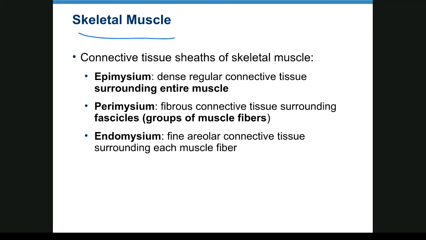The epimysium is around the entire muscle. Perimysium is around fascicles or groups of muscle fibers. And as you remember, we don't say muscle cell, we say muscle fibers because you think of cells as being little bitty things, whereas a muscle cell's length is tremendous while it's microscopically thin. And then the endomysium surrounds each specific fiber.